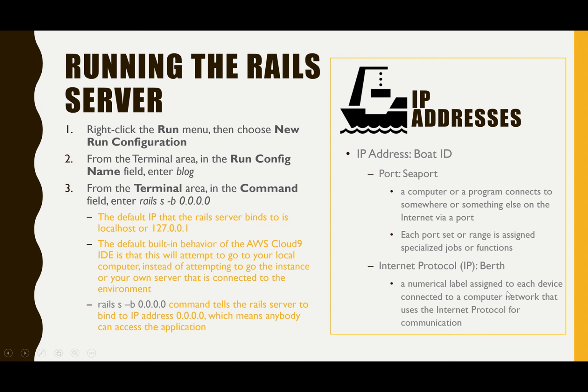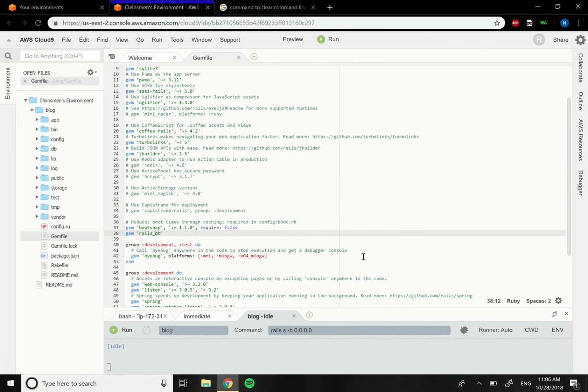So it's a numerical label assigned to each device that's connected to the computer network, and it uses IP for communication. So you combine it, you get a special ID for your boat. And in this case, we're saying that for this particular address, anybody can port at it, right? So yeah, that's what the command does.